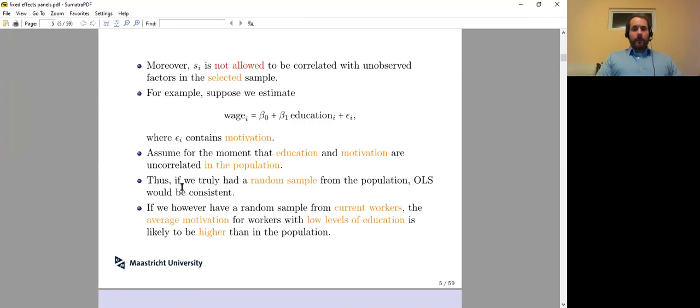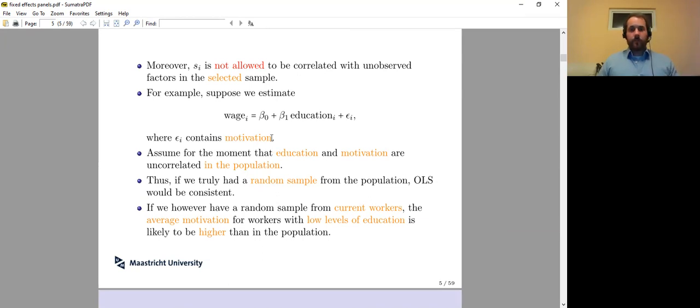Okay. Now, another thing that is important is that when we take our subsample, we don't want to introduce correlation between the observed X and the unobserved epsilon. For instance, let's assume that we have a wage regression, so we want to see the effect of education on wage.